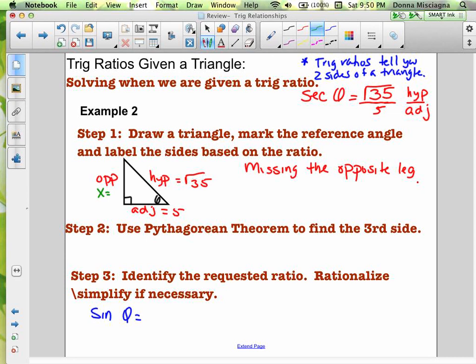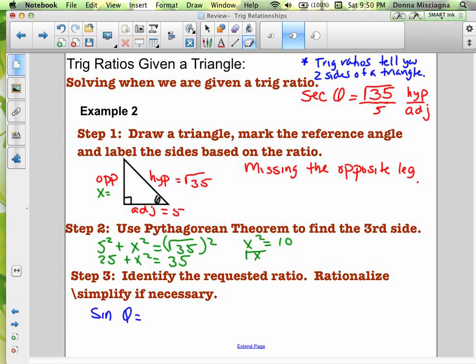That's a leg, so we have 5 squared plus x squared equals the square root of 35 squared. So that's going to be 25 plus x squared equals the square root of 35 squared, and the square and square root cancel. That's just going to be 35. So that means that x squared is 10, and x is going to be the square root of 10. And of course, we only want the positive principal root. So now we can identify the ratio.